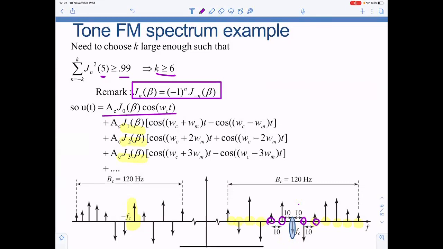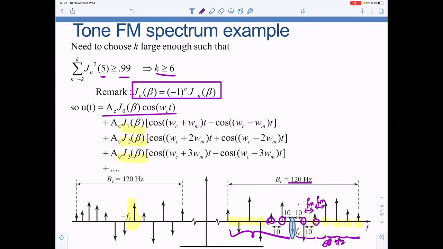But the bottom line is, overall, they are spaced out by Fm. And we go 6 times Fm away from Fc. So this part is 60 Hertz. And there's another 60 Hertz over here. So the total span is 120 Hertz.